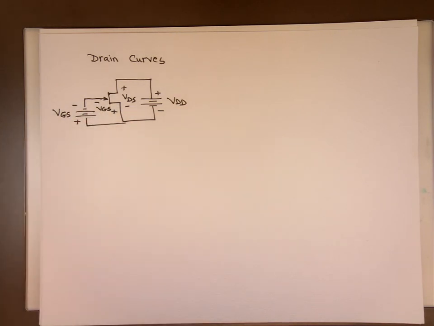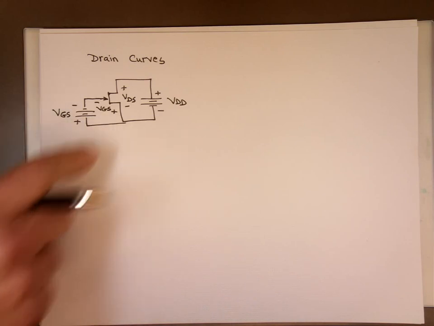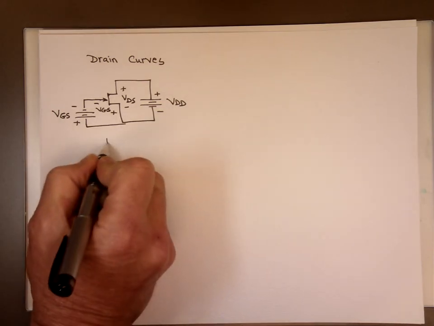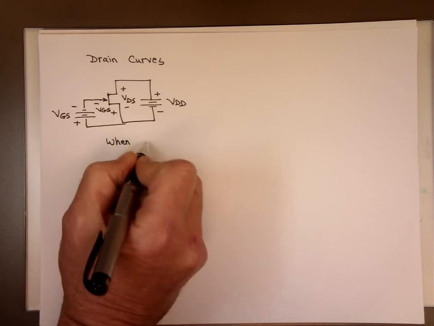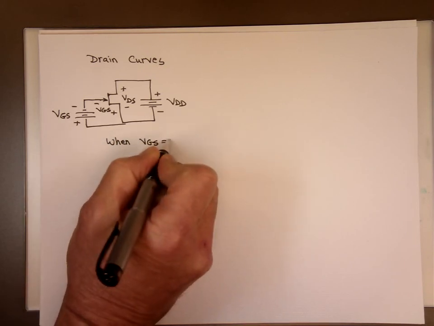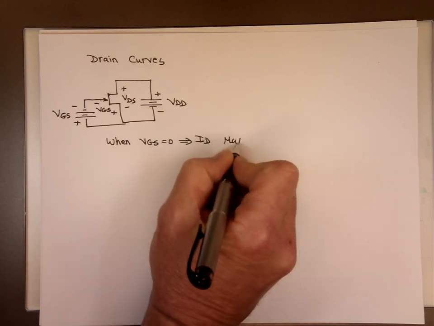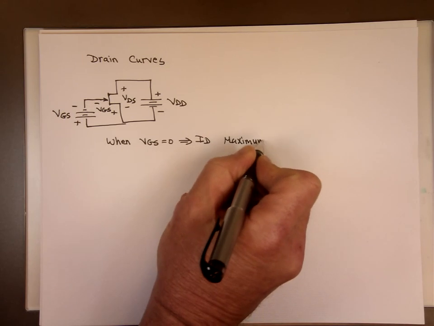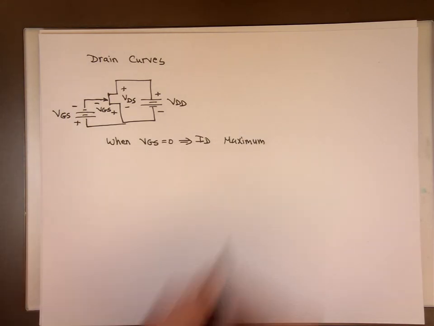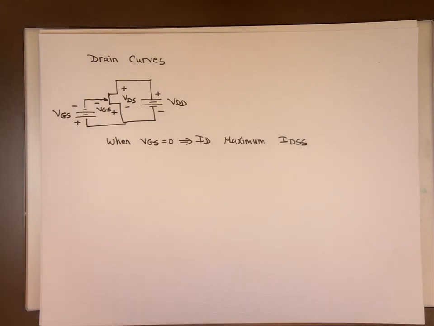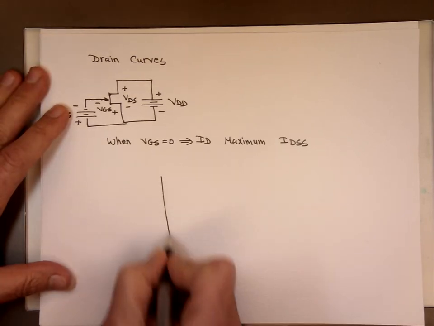Now, if we actually take this circuit, we will get maximum current going through ID when what? When VGS is 0. So when VGS is 0, as I mentioned in the previous video, that means I sub D will be maximum. And we call that current IDSS. Now, if you graph what that current looks like, it will look something like this versus VGS.